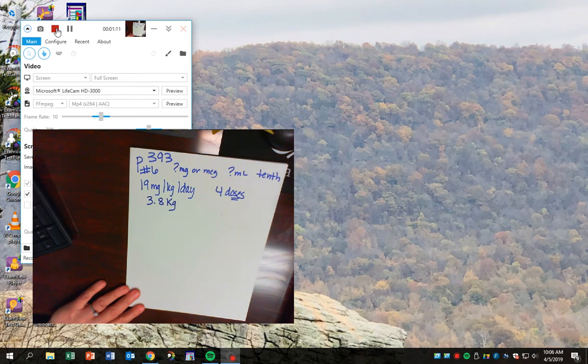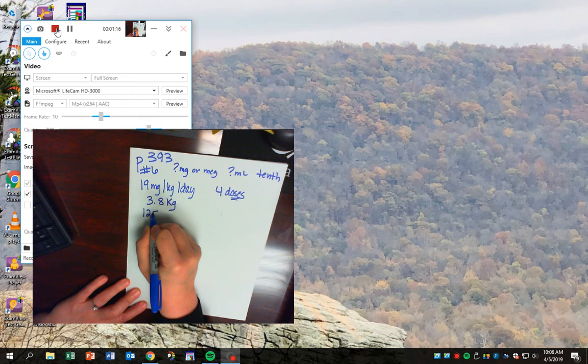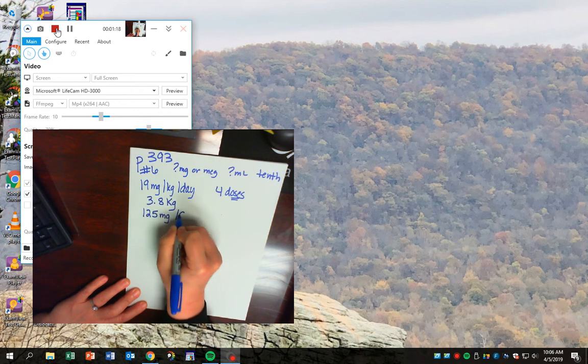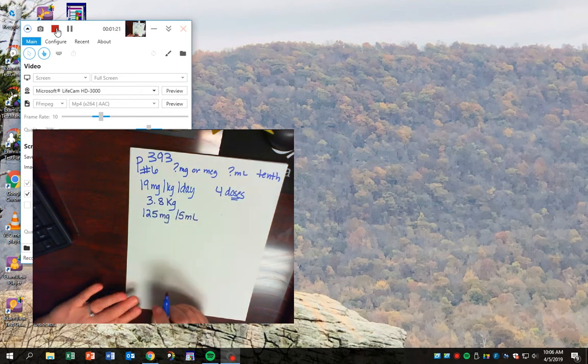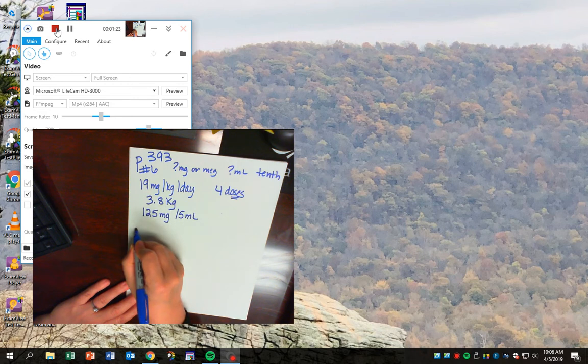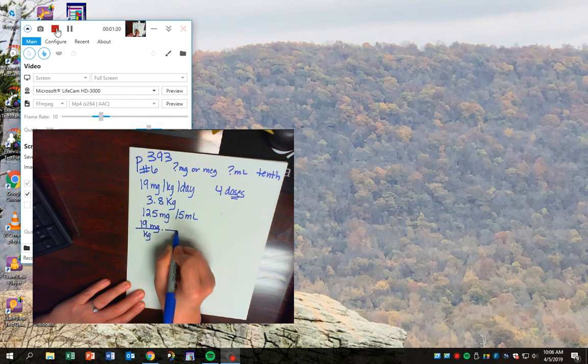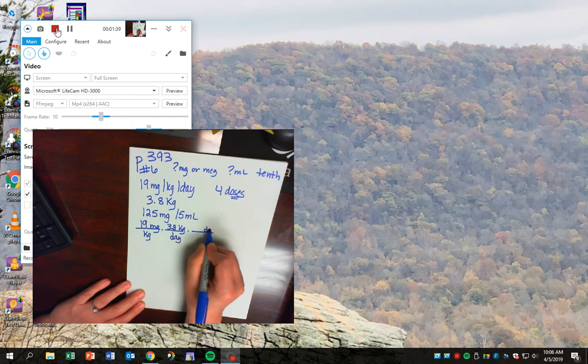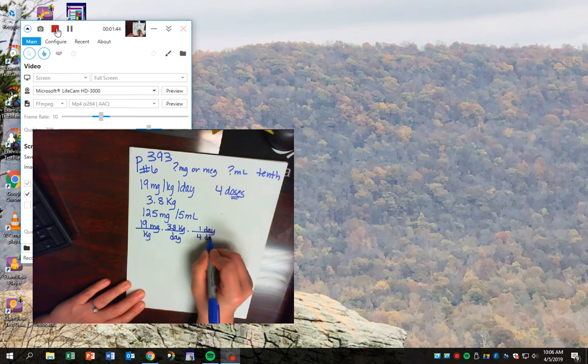The pharmacy supplies the cefadine in a suspension containing 125 milligrams in 5 milliliters. And again, first we want to solve, in this case, milligrams. So we're going to start with milligrams on top. We have 19 milligrams per kilogram, and then we need kilograms here, 3.8 kilograms per day. If this is days, we have to have days next. And in one day, we're going to give 4 doses.